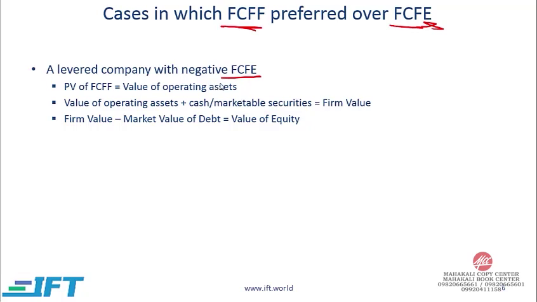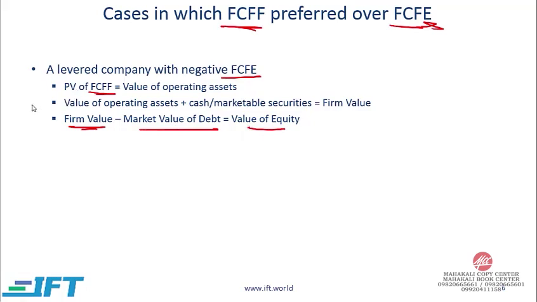If the leverage is high, then obviously the interest cost will be fairly high. So it is possible that at least in the short run, equity holders are paying off the debt holders and in essence, the FCFE is negative. So there it would make sense to use the FCFF model to come up with the total value of the firm. And then once you come up with the total value of the firm, then you can subtract the market value of debt to come up with the value of equity.